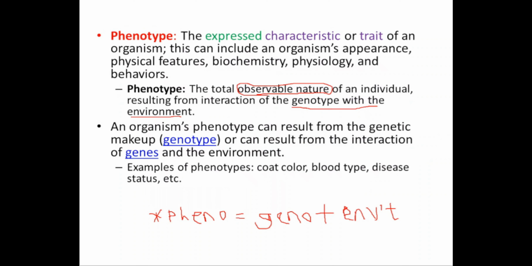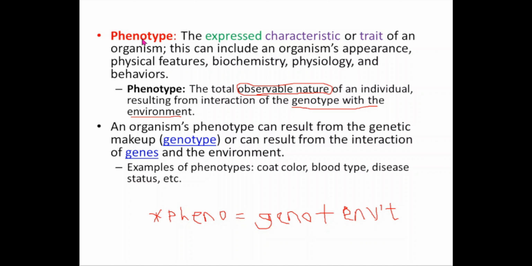Phenotype: the expressed characteristic or trait of an organism. This is morphology. Morpho means form or shape. So you can observe the shape or the form of organisms, that we call phenotype. For example, height of a man, height of a woman, facial shape of a person, nose size, eye color, eye size.